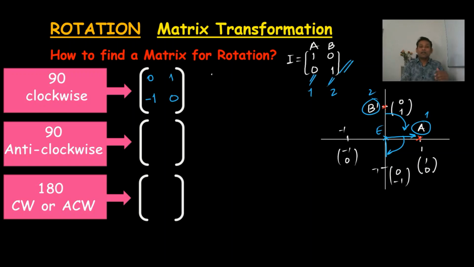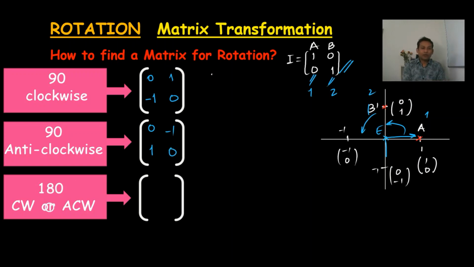Now how can we get 90 degrees anti-clockwise? The first object is always A. When you move A 90 degrees anti-clockwise about the origin, it becomes 0 1. The second object is B, 0 1. Now this will come here and become minus 1 and 0. This is the way you can learn it.